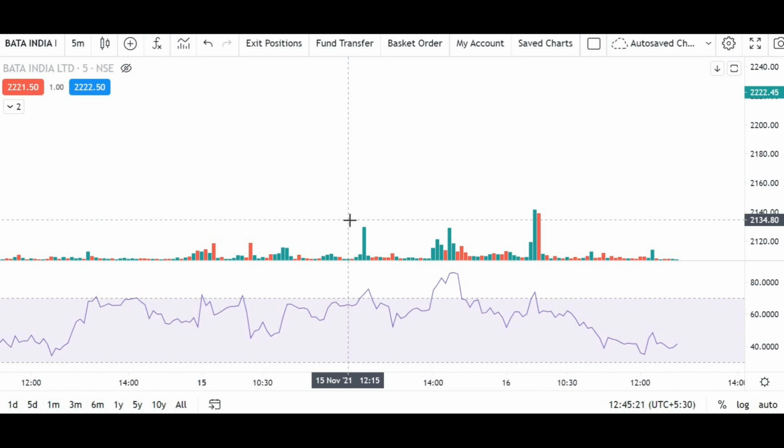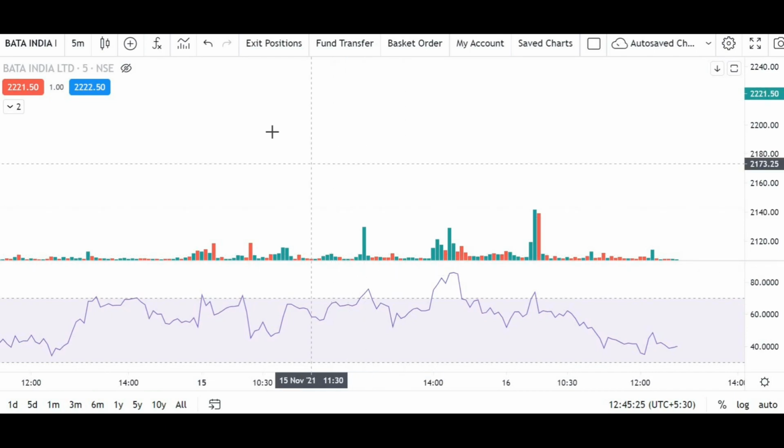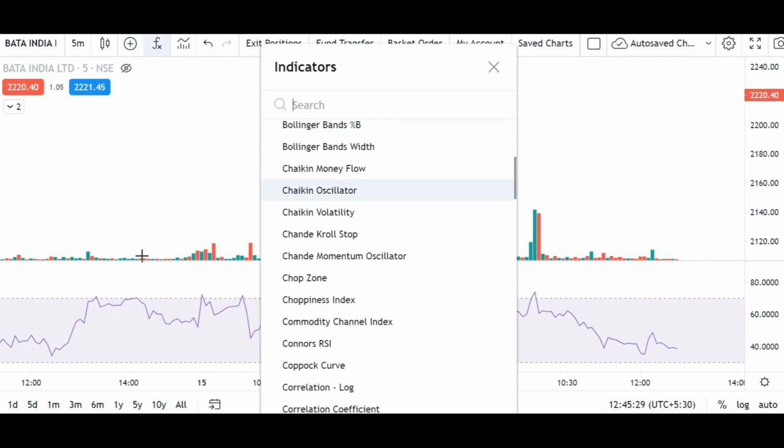We can make another session on which types of indicators are lagging, which are leading, which we use on the chart, which we use below the chart, and which are trending indicators and which are oscillating indicators, and their uses. Everything will come very soon.